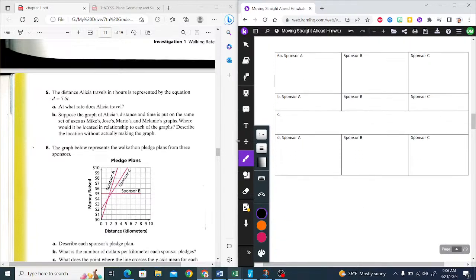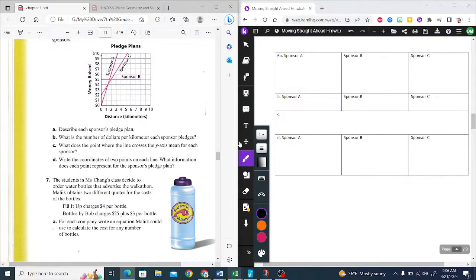All right, now we're into some pledge plans. Describe sponsor A's pledge. Sponsor A donates, and I'm going to look at this. It goes from 0 up to 3, and then up to 6, and then up to 9. So sponsor A donates $3 per kilometer. Sponsor B donates just $5, that's all.